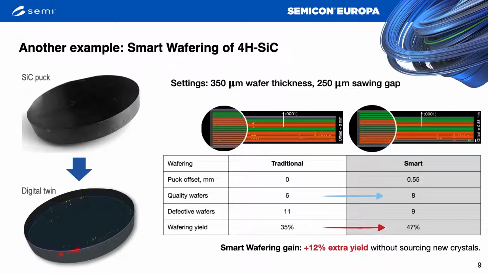The smart wafering can improve production by up to 2 digits compared to the blind wafering in low and medium defect ingots, and this without increasing the production capacity. The extra gain depends, of course, on the specific wafer thickness and crystal defect patterns.